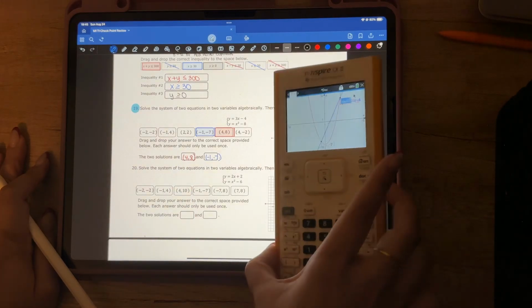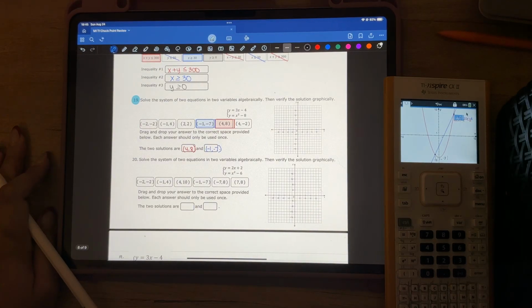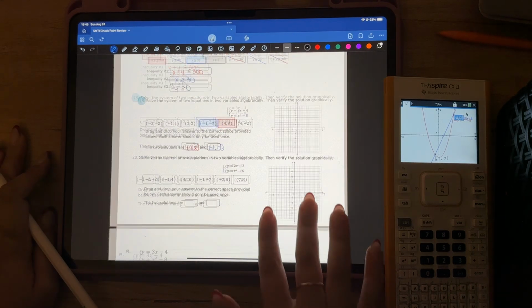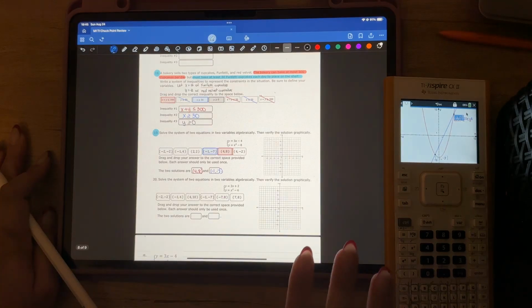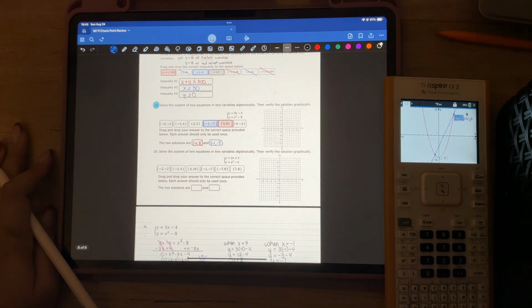So you do have that option as well, or just solving by hand. I do find that to be easier than having to remember the calculator steps. So that is it for the calculator part of this. So if you have any questions, please make sure you ask before your test.